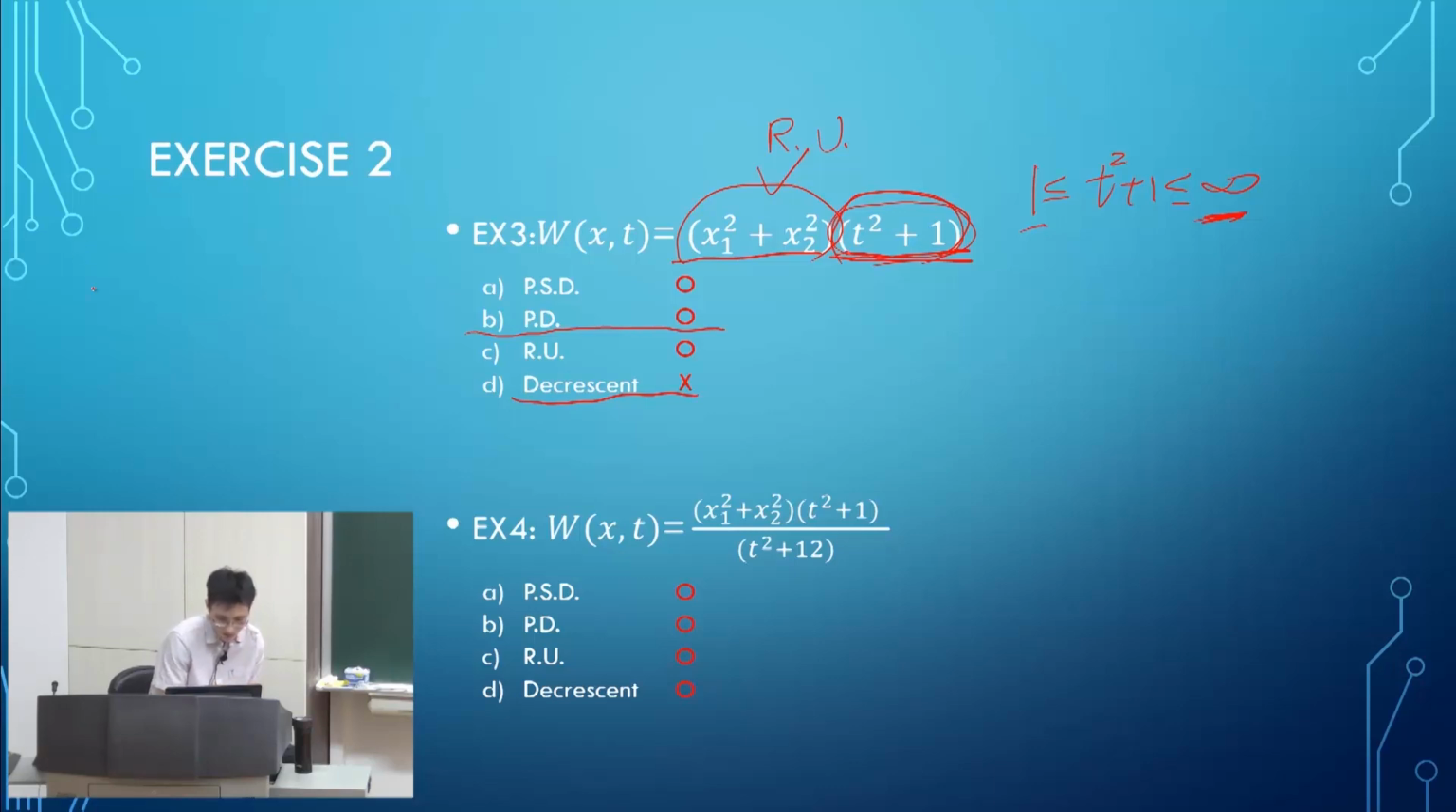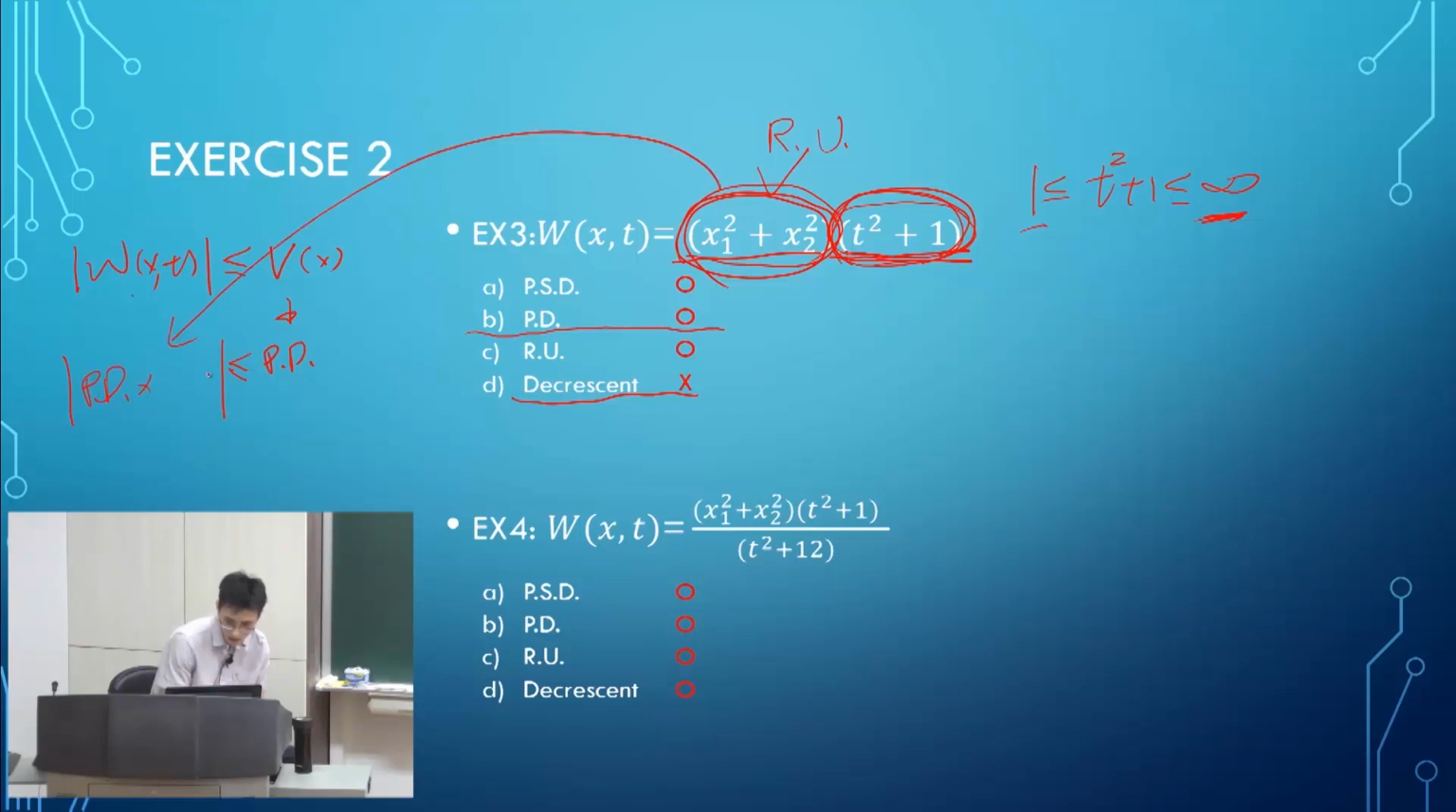So the last example, decreasing. I guess you again forgot the definition, right? For decreasing, it's upper bounded by some PD autonomous function. So again, first check out this part. It's PD. Okay, that's good. And is this one upper bounded by some constant or not? This W is already a PD function times some t squared plus 1, right?